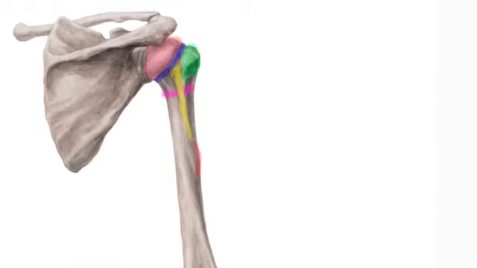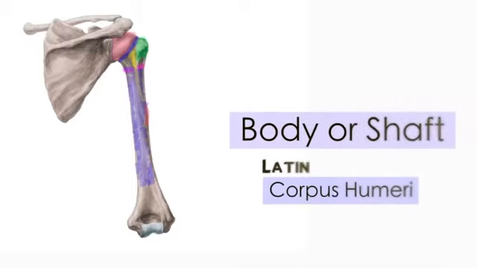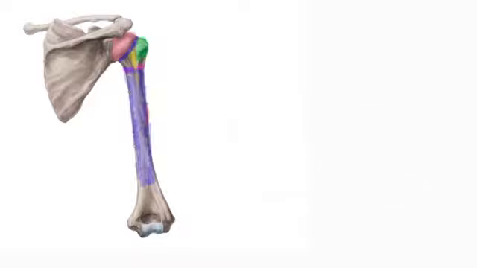A very important thing that I need to clarify here, and I forgot to mention on the anterior view, is that this long area here of the humerus is known as the body or shaft of the humerus. Very important.